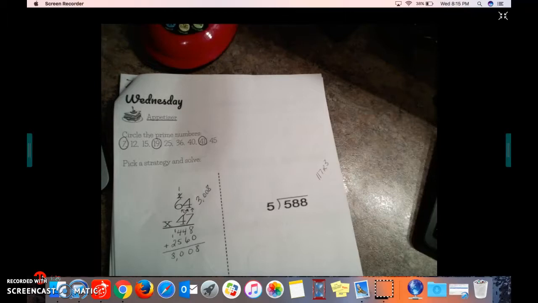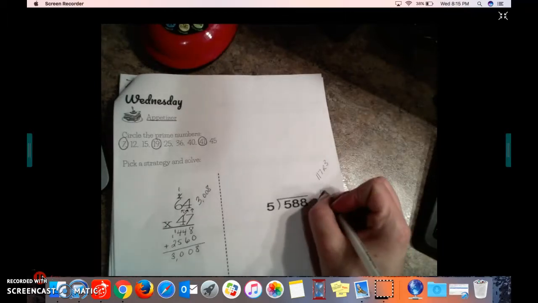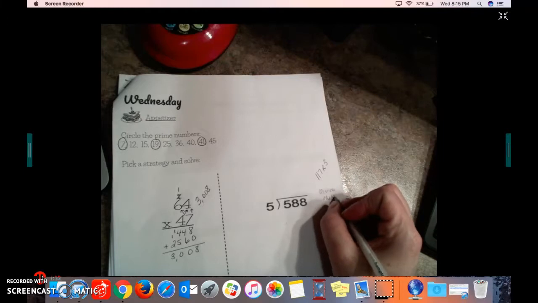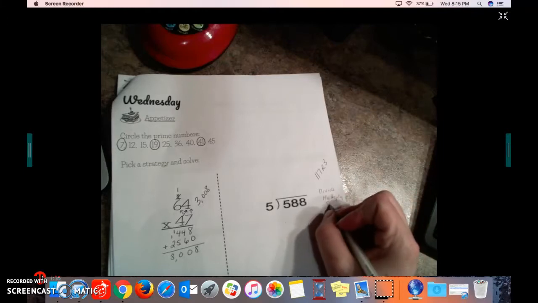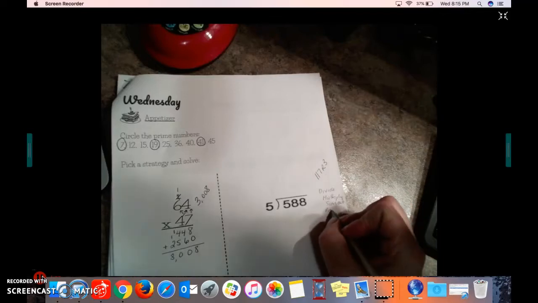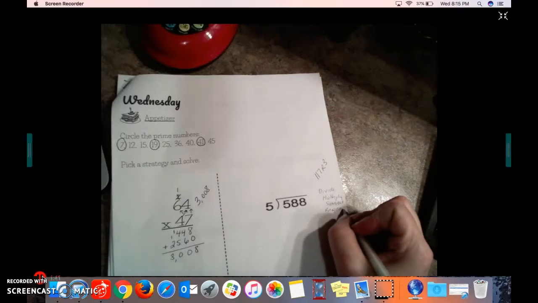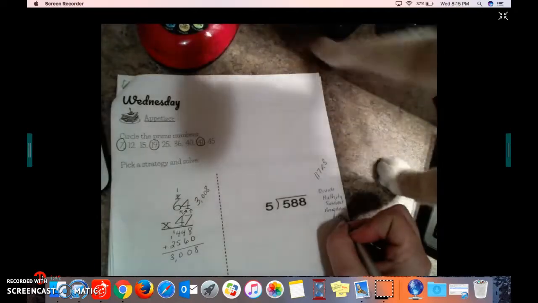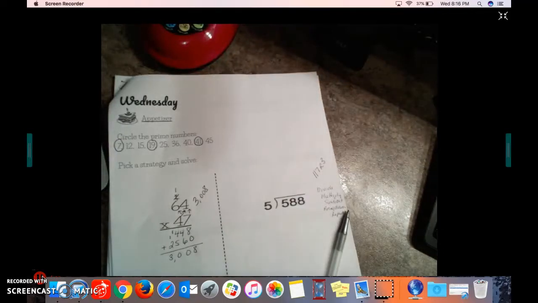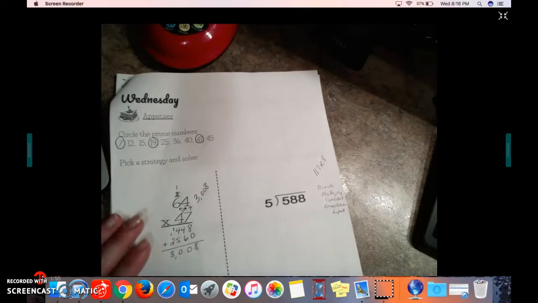For our long division, the first thing that I'm going to do is list out my steps. So divide, multiply, subtract, bring down, and repeat. Okay? Now, as we are going through these steps, I am going to be checking them off to make sure that I'm completing them in the correct order.